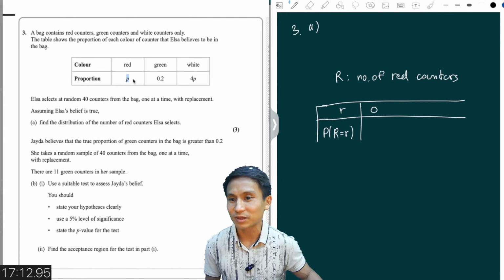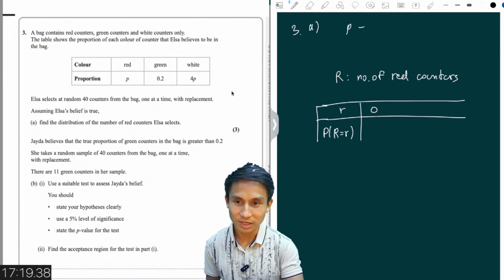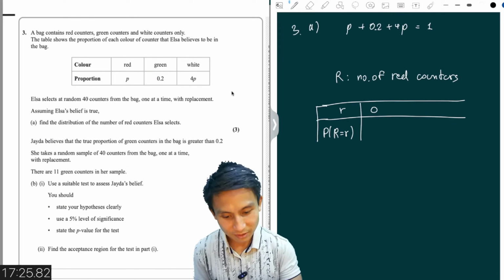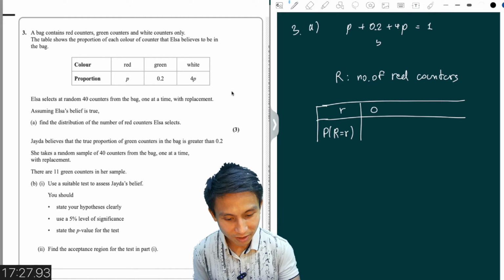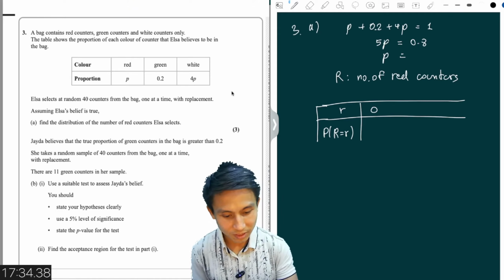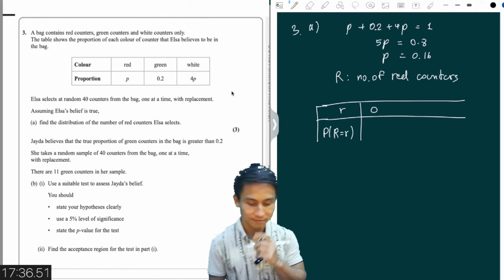If P is the probability of red, then 0.2 is the probability of green, which is 20%, and 4P is the probability of white. So P plus 0.2 plus 4P would have to be equal to 1. We know that for sure. So here we have 5P plus 0.2. I subtract 0.2, I get 0.8 here. And then P would be equal to 0.16, right?